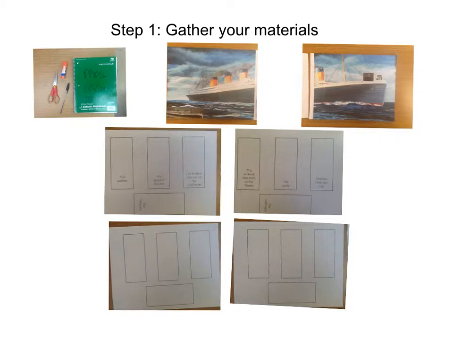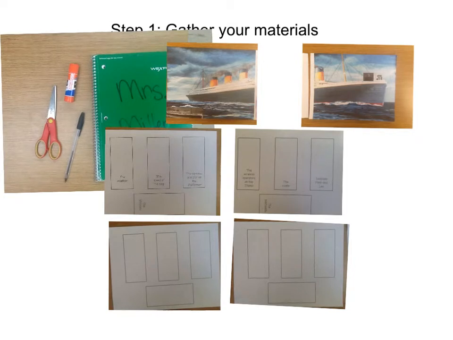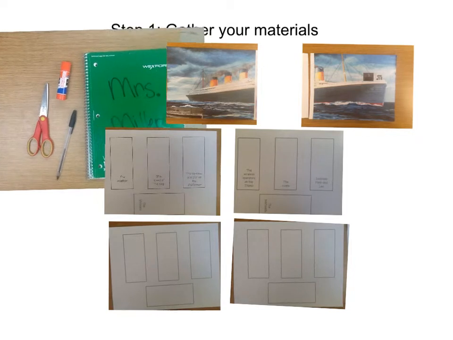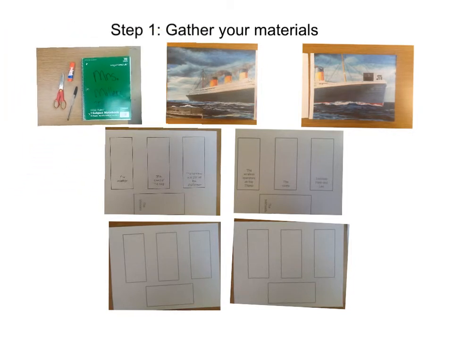The first thing you need to do is gather your materials. You're going to need your scissors, your glue stick, something to write with, and your spiral notebook. You're also going to need the two pictures of the Titanic. It's a really large picture, but it's split into 2 pages. You're going to need both of these pages here.